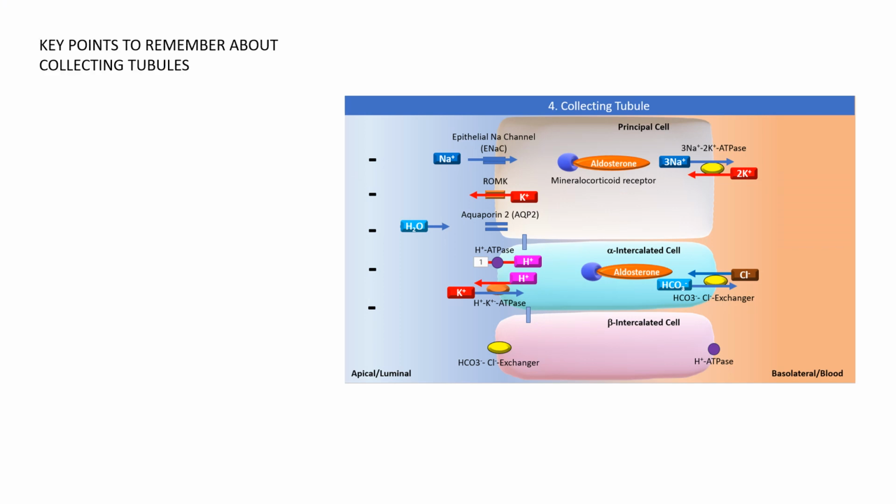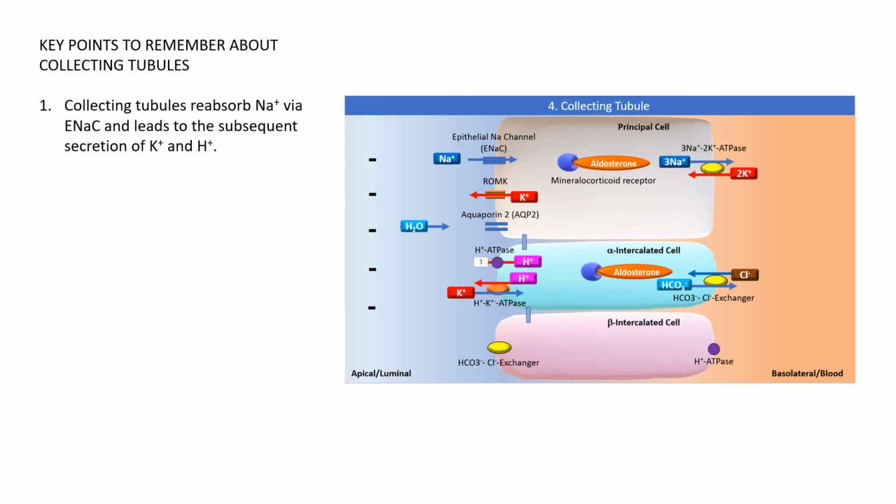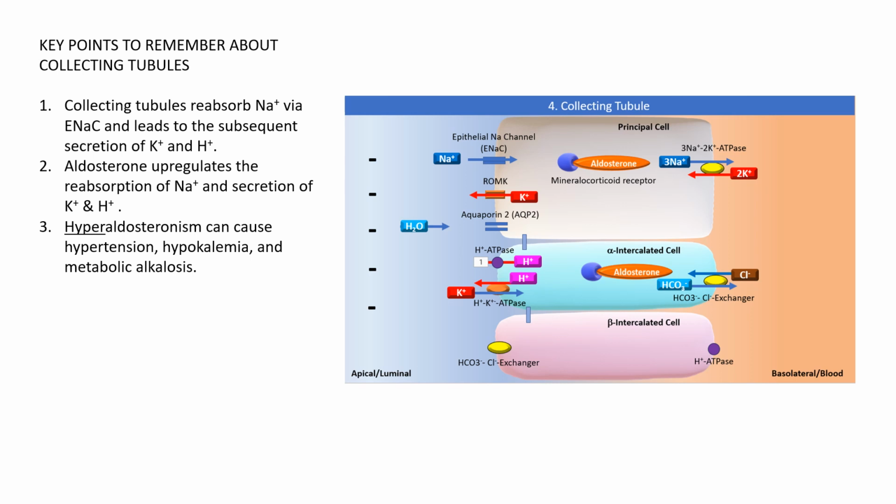Key points to remember about collecting tubules. Collecting tubules reabsorb sodium via ENaC and lead to the subsequent secretion of potassium and hydrogen via ROMK and hydrogen ATPase respectively. Aldosterone upregulates the reabsorption of sodium and secretion of potassium and hydrogen. Hyperaldosteronism can cause hypertension, hypokalemia, and metabolic alkalosis. Hypoaldosteronism can cause hypotension, hyperkalemia, and metabolic acidosis.